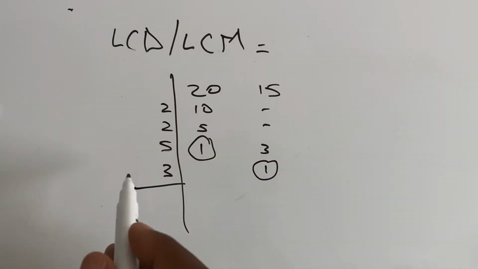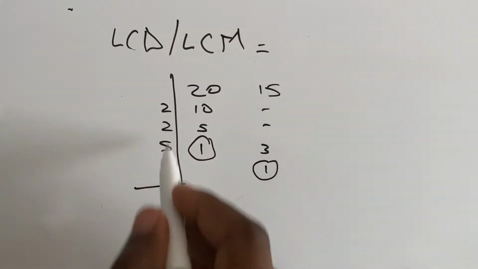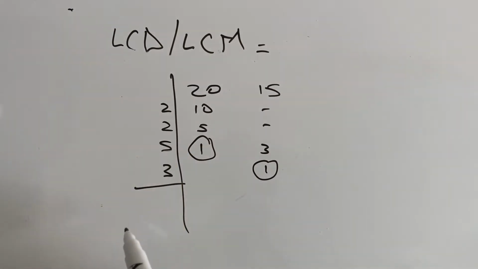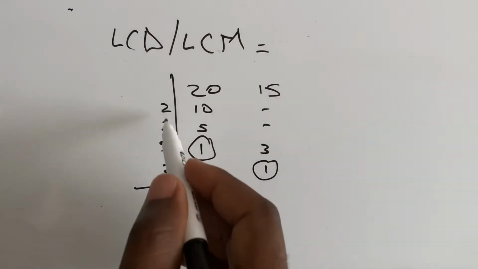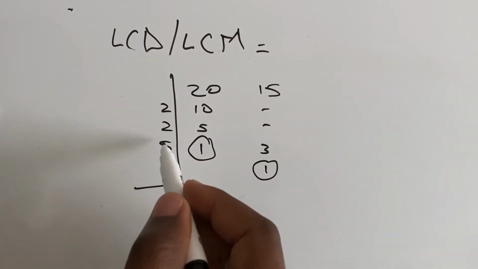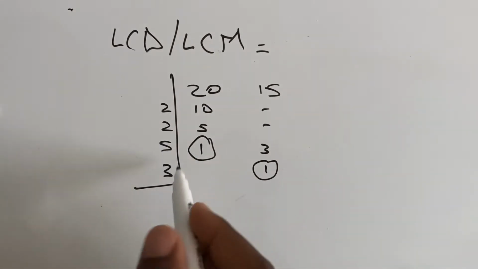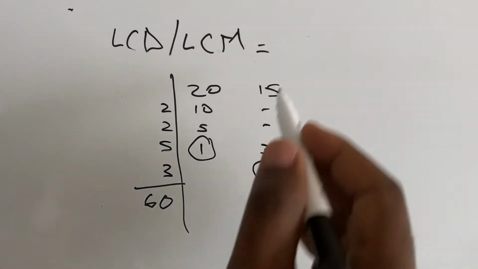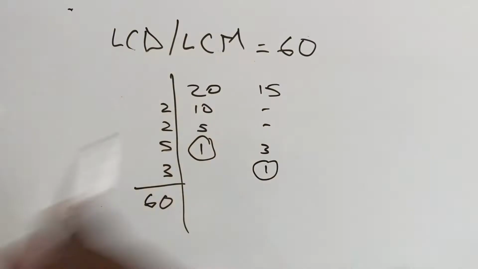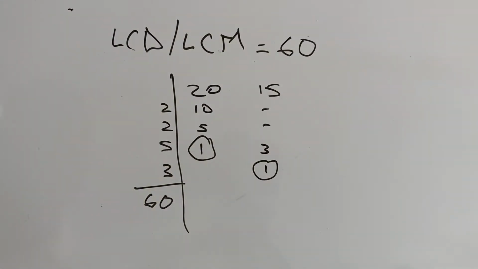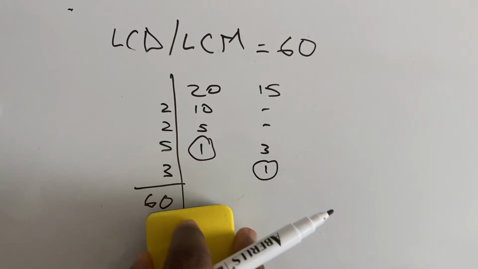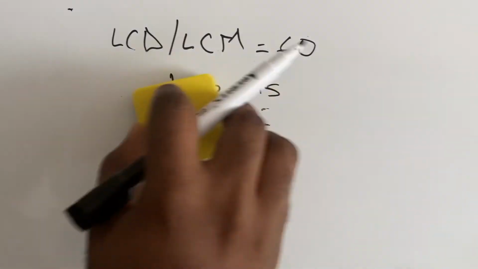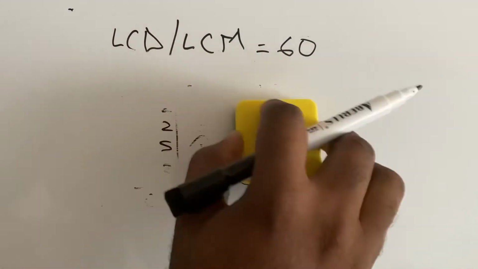So all you have to do is multiply the numbers. Whatever you get is the LCD or LCM. 2 times 2, 4. 4 times 5, 20. 20 times 3, 60. That's it. 60 is the LCD or LCM. Now, let's try another example to show you how easy it is.